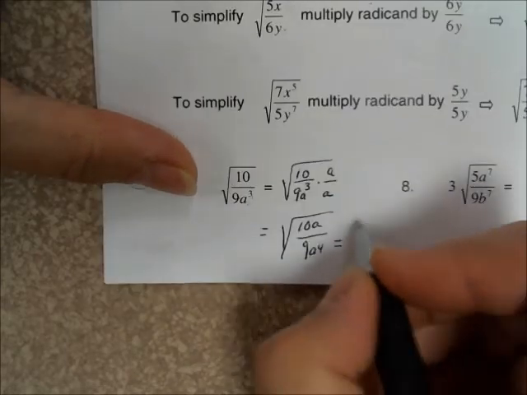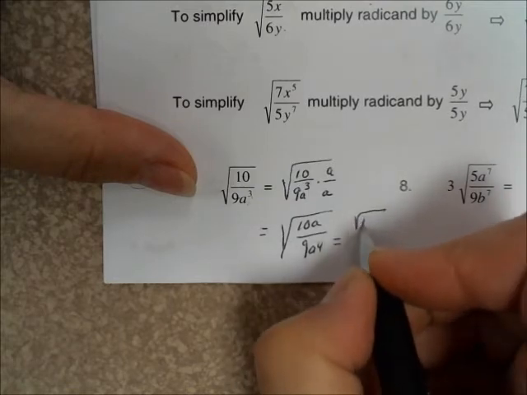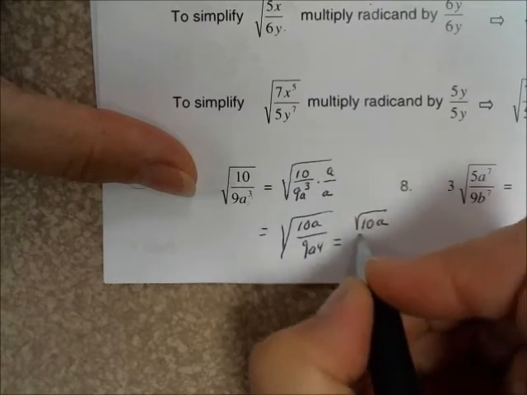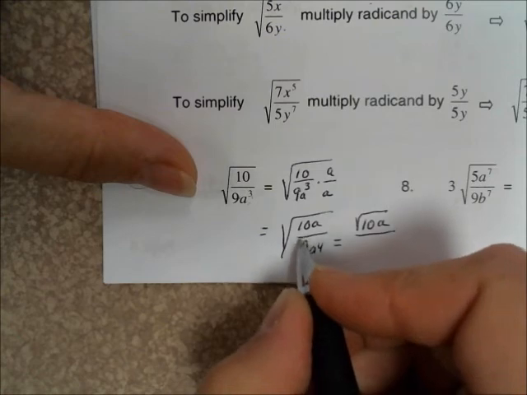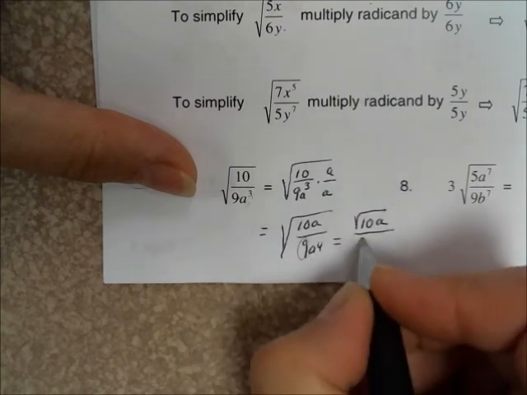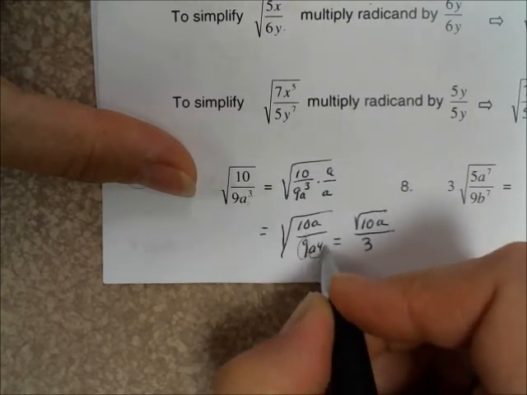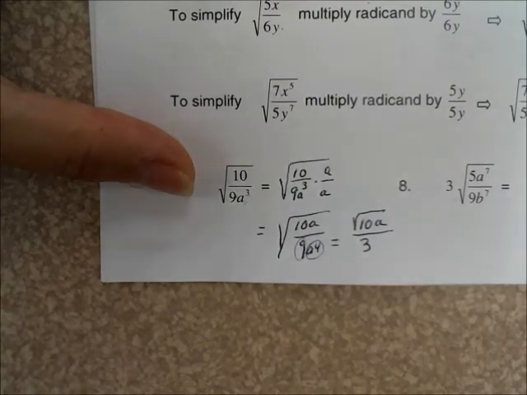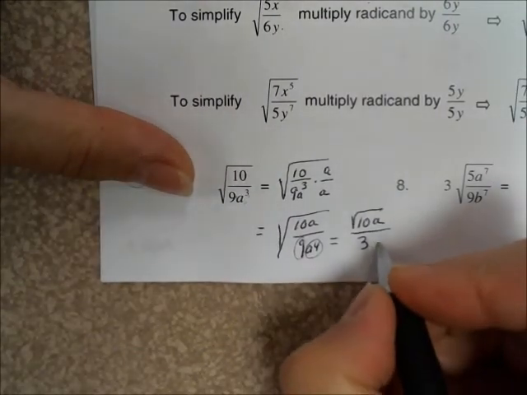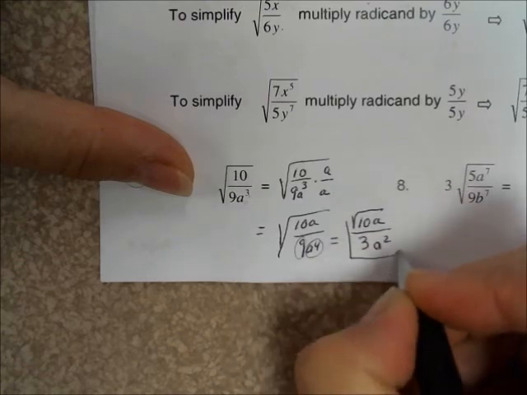Well, 10a can't be simplified, so we're going to take the square root of 10a and leave it on the top, but on the bottom we're going to take the square root of 9 and get 3. We're going to take the square root of a to the fourth, and the square root of a to the fourth is a to the second. So that would be that one simplified.